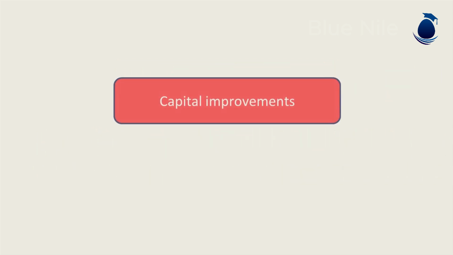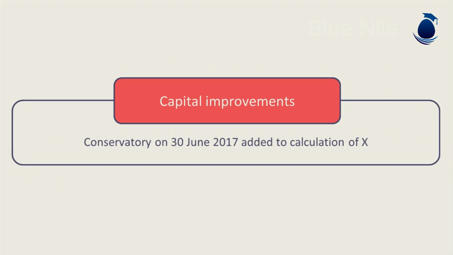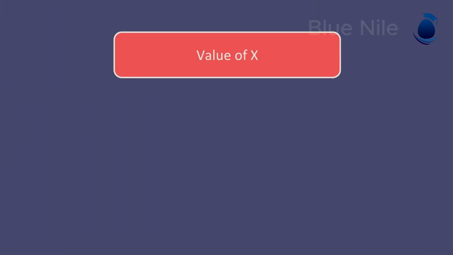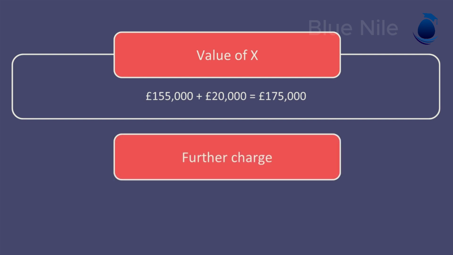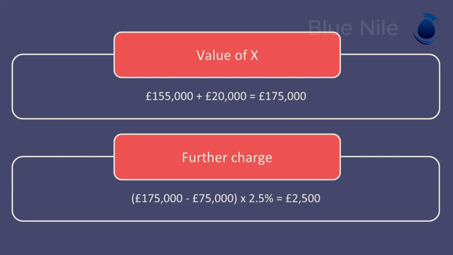The next part is to consider capital improvements made to the property, which here would be the addition of the conservatory on the 30th of June 2017. As this is before the start of the 18-19 year, we do add this into the calculation of X. To summarise, we've decided that X would be the $155,000 value on the 6th of April 2013 and the $20,000 paid for the conservatory, so a total of £175,000. The further charge calculation will be 175 minus 75 multiplied by 2.5%, so £2,500.